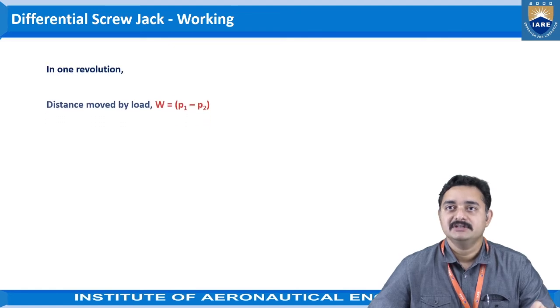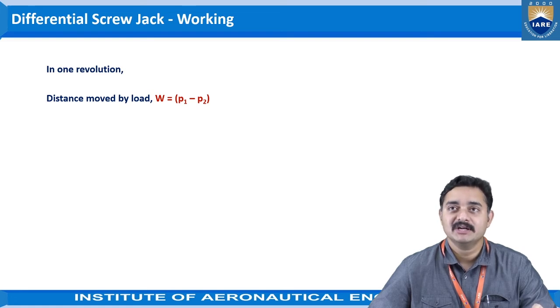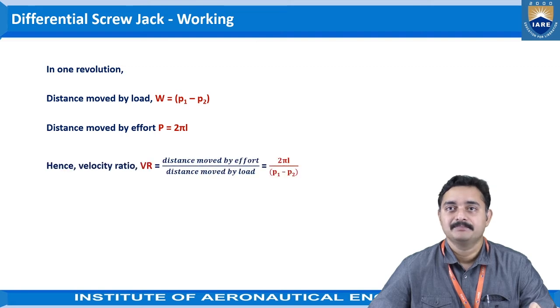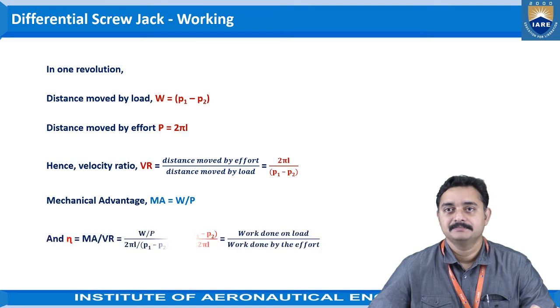In one revolution, the distance moved by the load W is given as P1 minus P2, where P1 and P2 are the pitches of the larger screw and smaller screw. Then the distance moved by the effort P is given as 2 pi L. Hence velocity ratio VR is given as distance moved by effort by distance moved by load, that is 2 pi L by P1 minus P2. And mechanical advantage MA is equal to W by P.